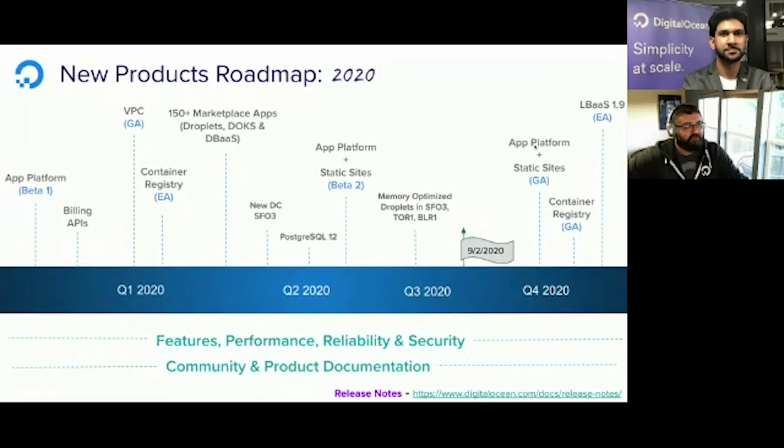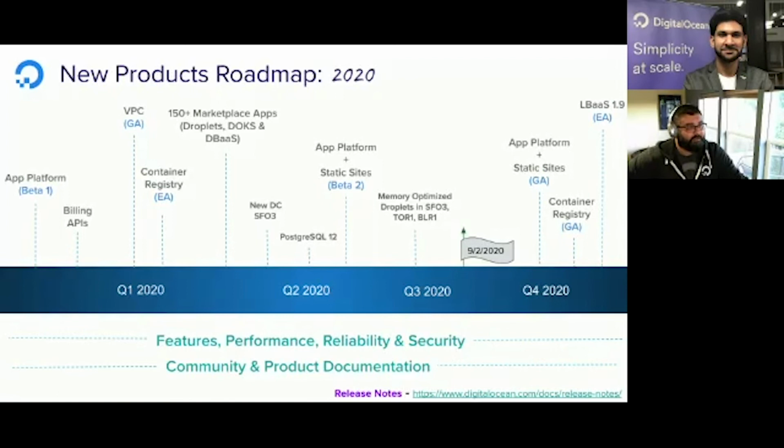Similarly, we kept on investing in marketplace apps, right? People want applications that are pre-built and optimized for Droplets, and that's where marketplace apps are really popular. We invested not just in spinning up Droplets, but in running marketplace apps on DOKS, our Kubernetes, and database engines as well, essentially making it really simple for all of us to build applications.